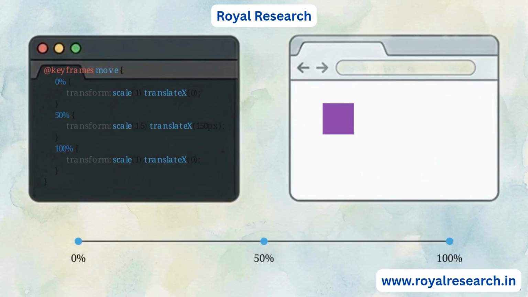CSS animations function on a separate logic. They govern independent, multi-step sequences that follow a dedicated timeline. Using keyframes, you define exactly how an element should appear at specific percentage intervals along that timeline. The box executes these changes automatically, hitting the 0, 50, and 100% markers without requiring any further user input.